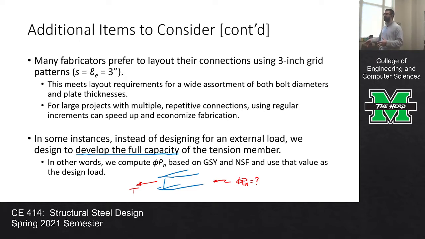You design the connection for that load, and then when you look at that tension member, you know that the connection isn't going to fail, because whatever you've chosen for the connection, its capacity is higher than the capacity of the member. That's what we mean by develop the full capacity. So instead of using an external load, you use the capacity of the member and design the connection for that. That's a practice you find sometimes in engineering land as well, just to get an idea of what your connection is going to look like.